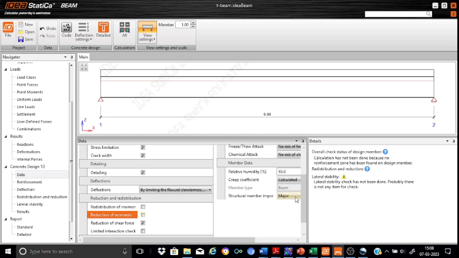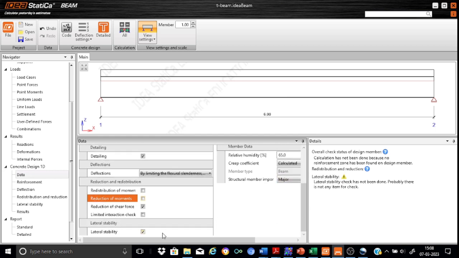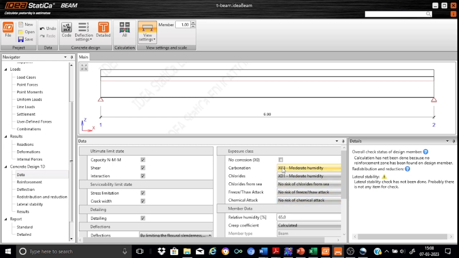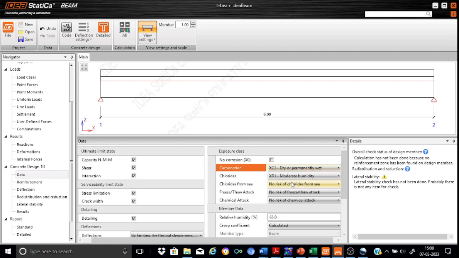Okay, so what are the other checks? Lateral stability I would also like to check. And here is another important input that needs to be provided, that is the exposure class. Here we assume carbonation class XC1, and we assume that for the site there is nothing like a chloride attack, either direct or from the sea. So there is no risk from chlorides, freeze or chemical attack. So the exposure class essentially consists of XC1 type only. This means that our data is okay.